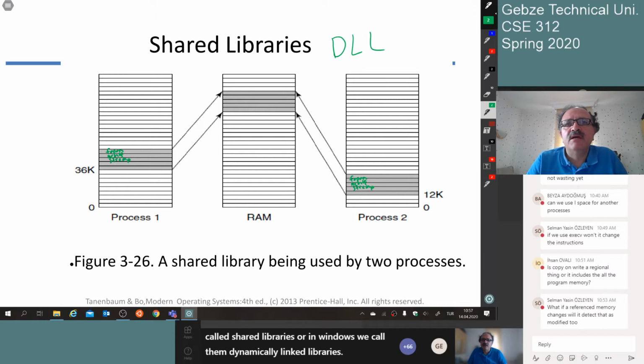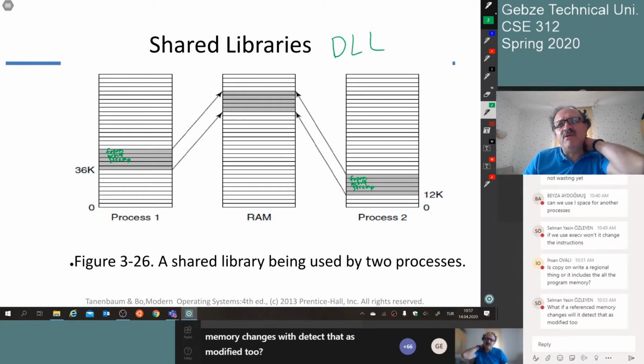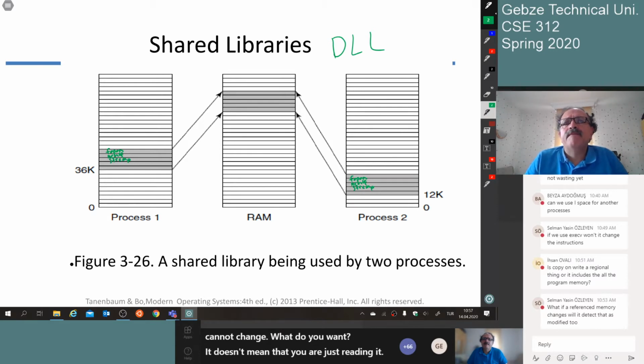Okay, I think we have a question there. Salman asks: what if a reference memory changes? Will it detect that as modified too? Well, a reference memory cannot change. What do you mean? Reference means that you are just reading it. Modified means that you are modifying it. And the CPU and the memory management unit are responsible for detecting modifications and references.